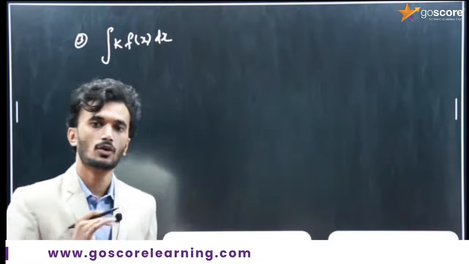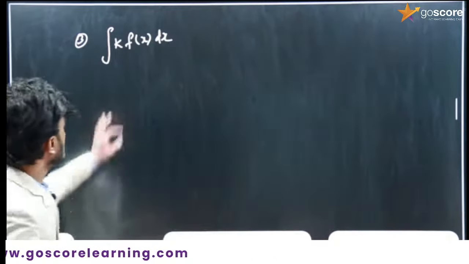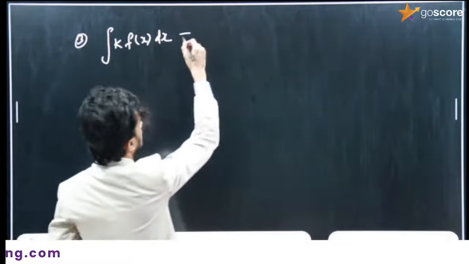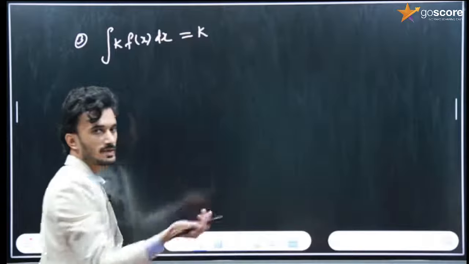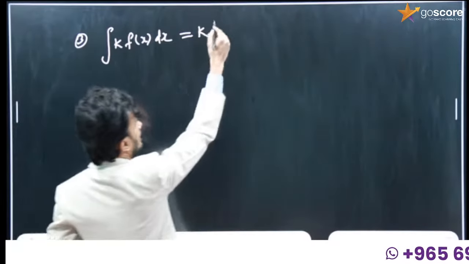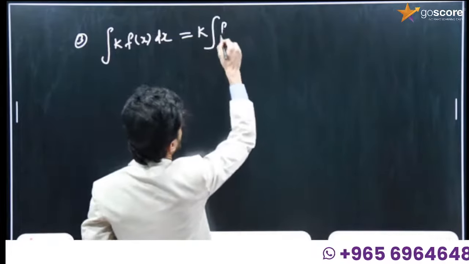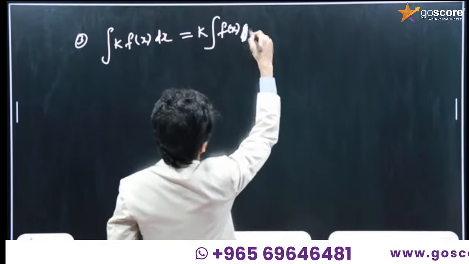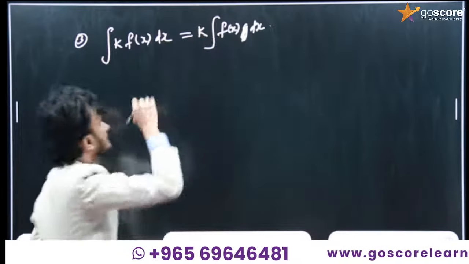So k is a constant. We will integrate k f of x dx. So it is equal to, we can take k outside of that integration. That means this one is also important. So we can take k outside of this integration. So k times the integral of f of x dx.